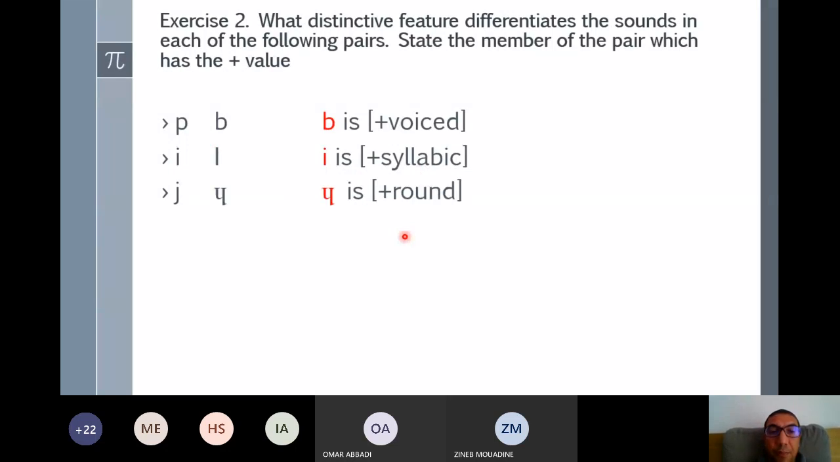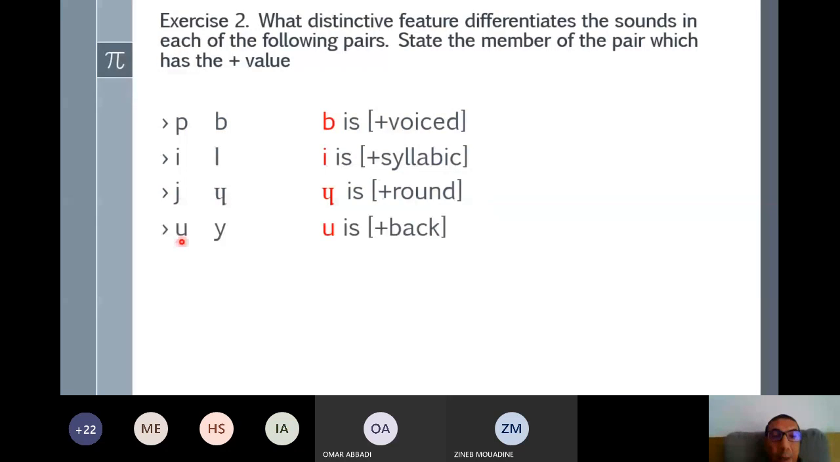Next, the difference between these two glides. The y is a glide which is minus round, and the u is plus round. Remember this glide is found in French in words like juin and tuer. It's the same as a y, but a y with a round feature.